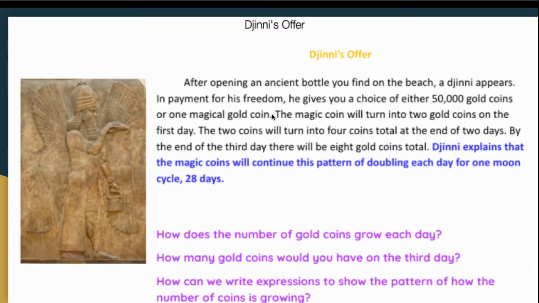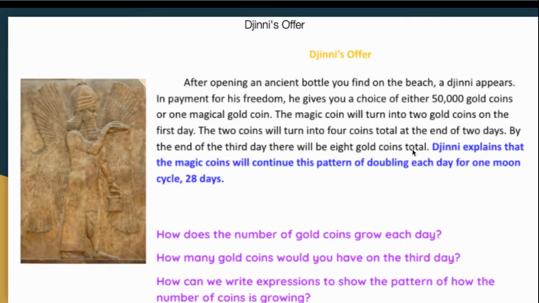So there's a choice that needs to be made between one or another thing. The magic coin will turn into 2 gold coins on the first day. 1 coin becomes 2. Interesting. The 2 coins will turn into 4 coins total at the end of 2 days. So now 2 is going to become 4 at the end of the second day. By the end of the third day, there will be 8 gold coins total.